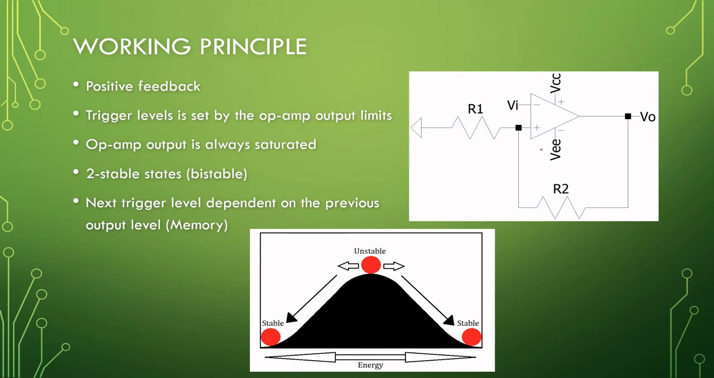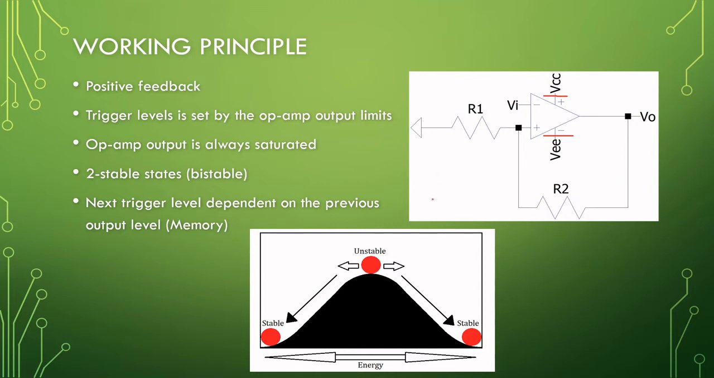Okay, so the working principle. Schmitt-triggers use positive feedback. So with positive feedback and an op amp, we are ensured that our output will always be saturated. It will either saturate to the positive limit or to the negative limit of the operational amplifier.